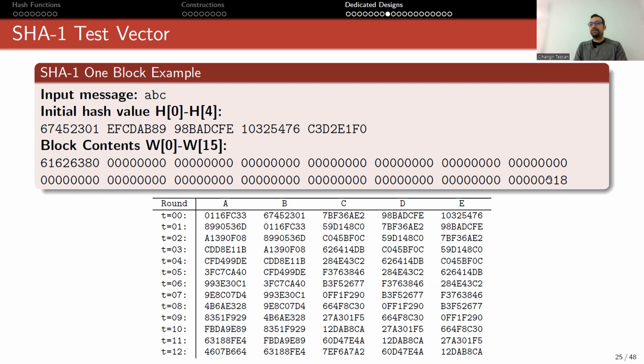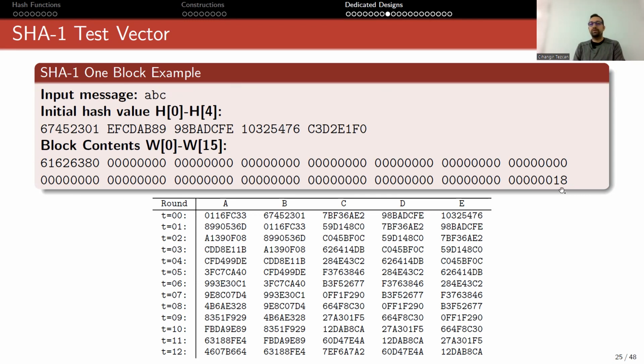But at the end, you will see that there's something else here. This is actually the size of your message. So this is 3 bytes, 24 bits. And if you write 24 as an integer and turn it into hexadecimal, this is what you get. So once you want to take the hash of ABC, this is what happens.